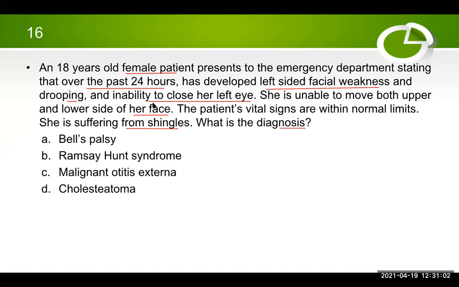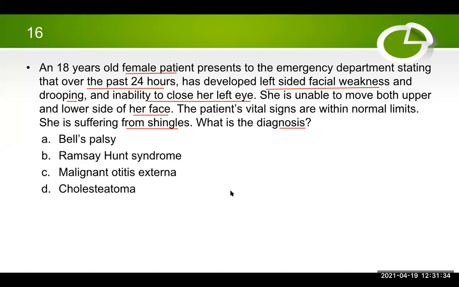Ramsay-Hunt syndrome. Exactly. This is Ramsay-Hunt syndrome. It is associated with herpes zoster. Shingles means herpes zoster. So all the features are shown here. Left-sided facial weakness, because it leads to a lower motor neuron type of facial problem. Because of that, she was not able to close her left eye. The whole one half of the face is paralyzed. And the strongest clue is shingles here. So this is Ramsay-Hunt syndrome.